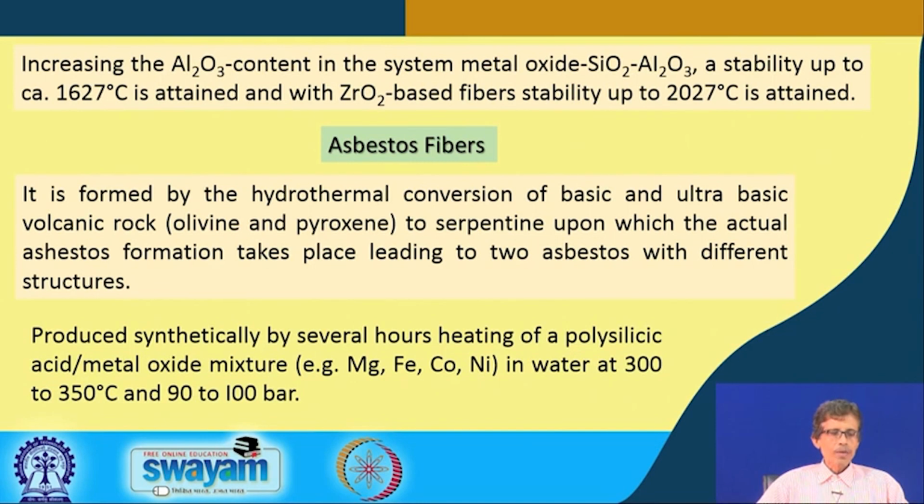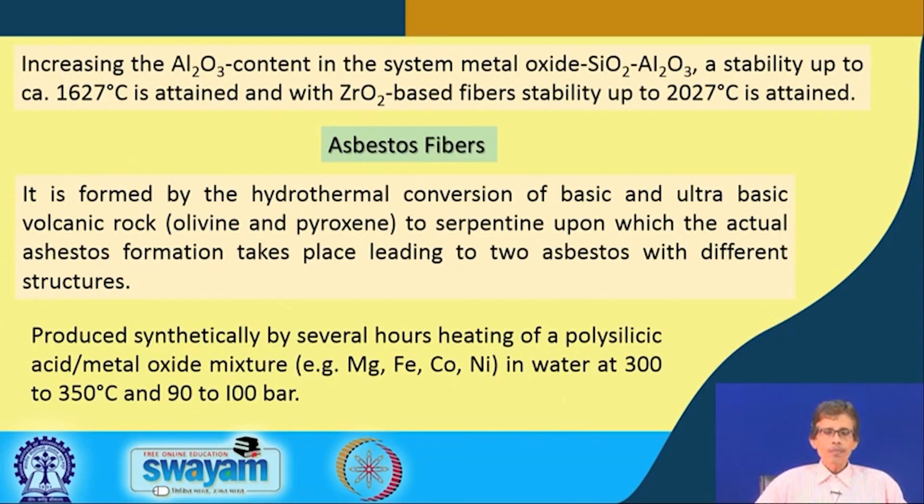This is basically based on polysilicic acid. We know silicic acid, silicon attached with 4 hydroxy groups. We know the mononuclear one can also be a polynuclear one. So a mixture of polysilicic acid gives you the silica content as well as the metal oxide content from the different metal oxides like magnesium, iron, cobalt and nickel.